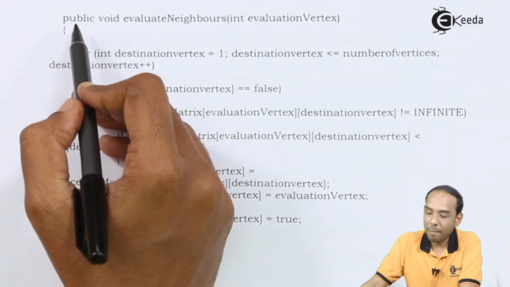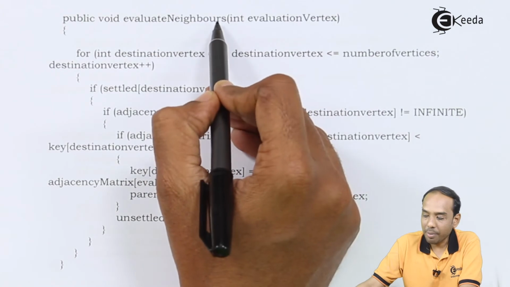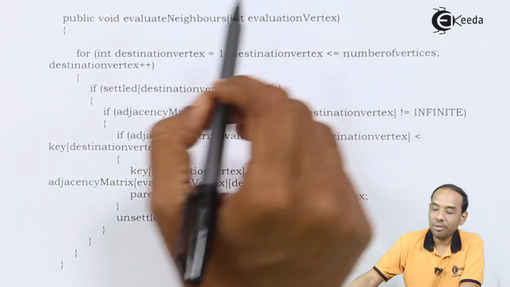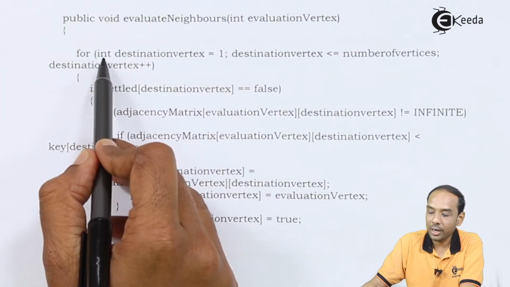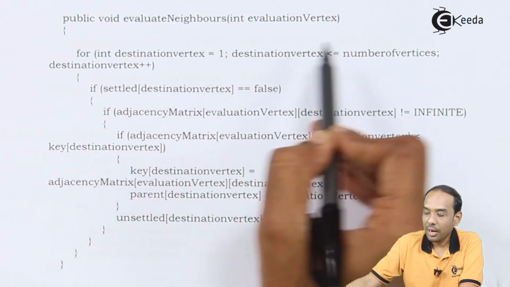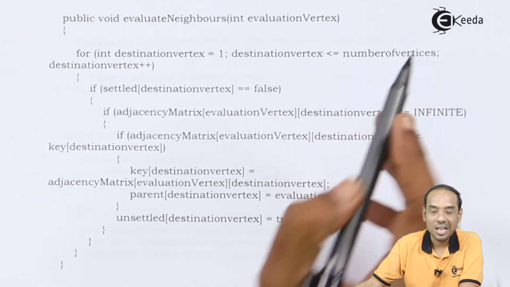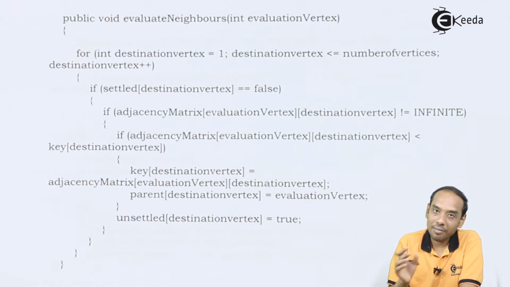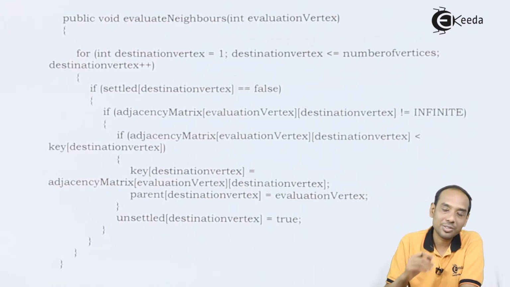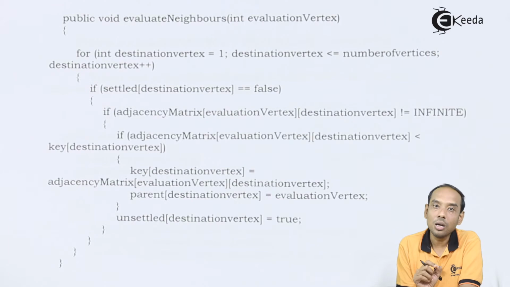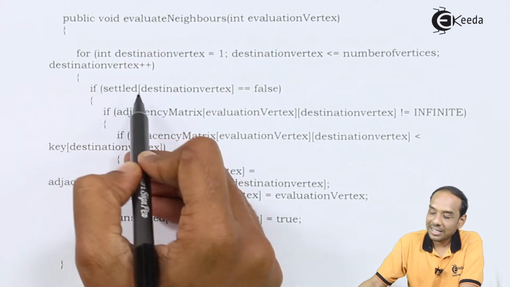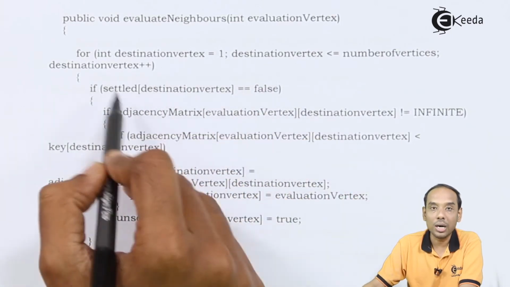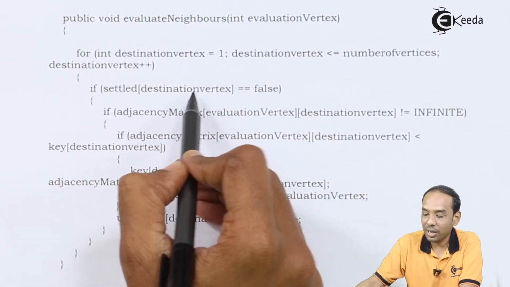We write public void evaluateNeighbors with the parameter evaluationVertex. Once this is taken, then we go for the destination vertex. We write for int destinationVertex equal to 1 and it is less than number of vertices. Now we will calculate the condition for the settled. We have already done the condition for the unsettled in the previous function. Now we will go for the settled values. We write if settled[destinationVertex] is equal to false, it means we need to visit this vertex.